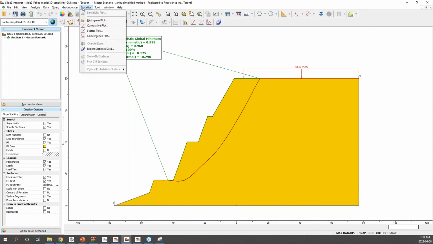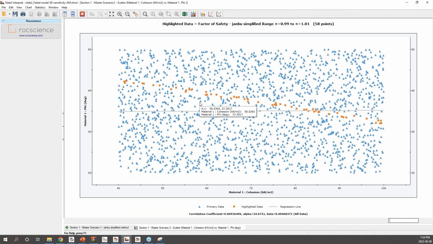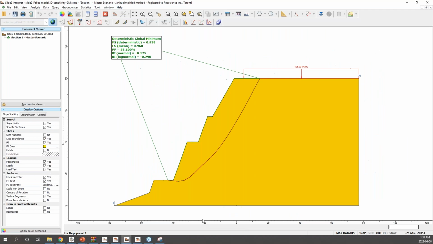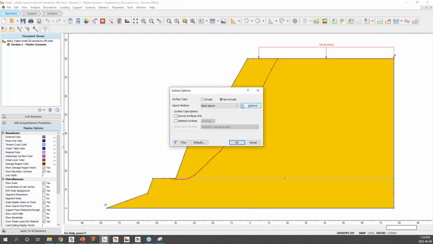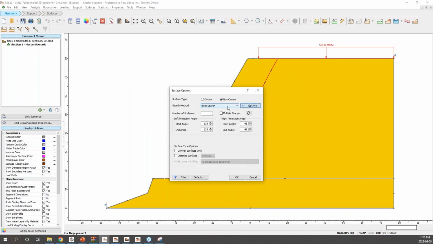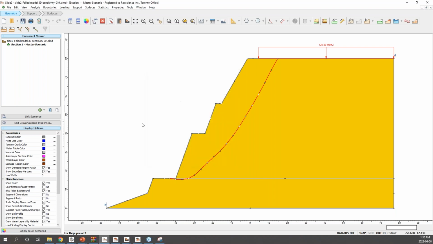And we can look at the same thing here. We can go statistics, scatterplot, cohesion, friction angle, and I've already set this up, the range roughly 1. And again, we see this line that leads to factor of safety equals 1. And I forgot to mention in Slide2 to do user defined, you would set non-circular block search with 1 surface, and this was also done automatically when exporting from Slide3. Okay, so we've done that now.